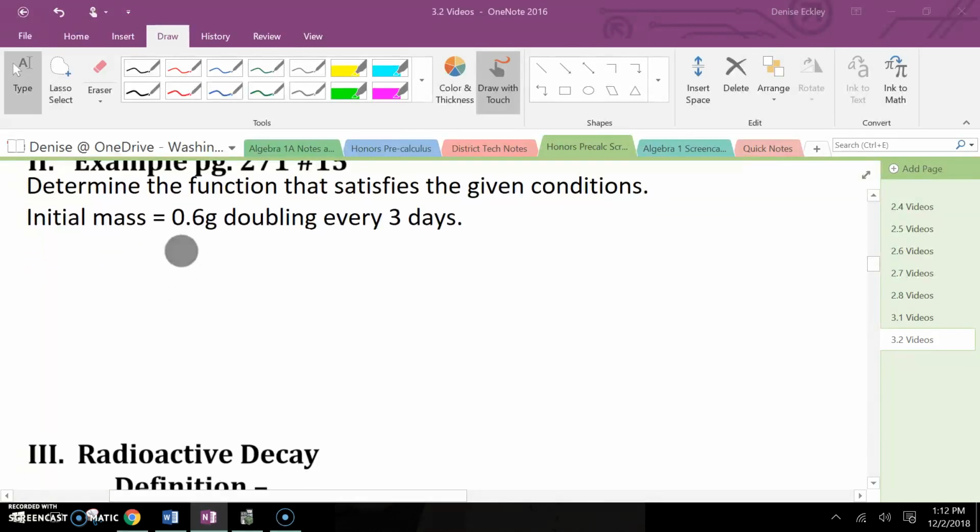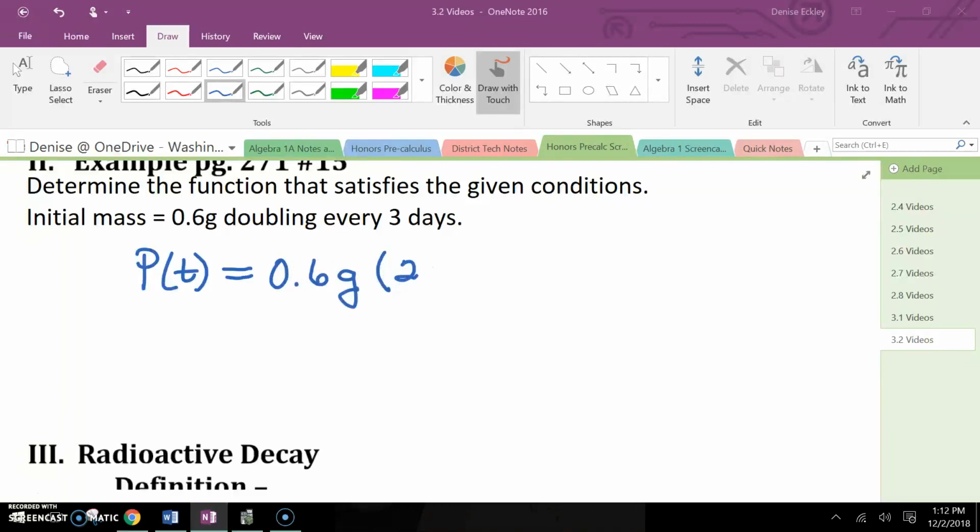We'll have P of t will equal our initial amount, which is 0.6 grams. Doubling is 2 times every 3 days. So then we'll put t over 3 like that as the exponent, so that that will take care of the fractional part of 3 days. And then we'll just state that t is in days.